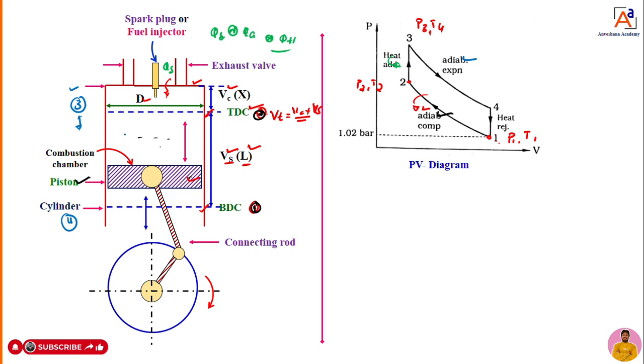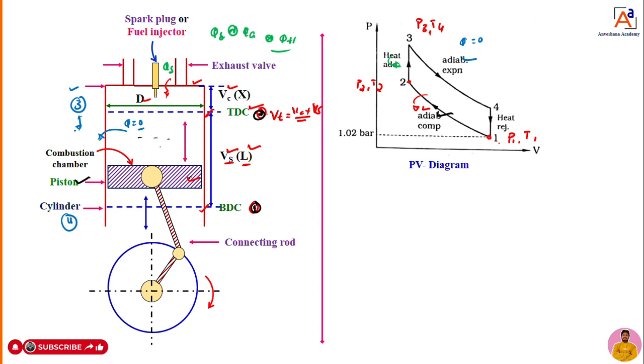Whatever heat is there inside the cylinder is not at all moving out, hence Q equals 0. If there is no heat transfer in that process, we can call it expansion. Then, if there is no heat transfer, we can call it adiabatic expansion, 3 to 4.